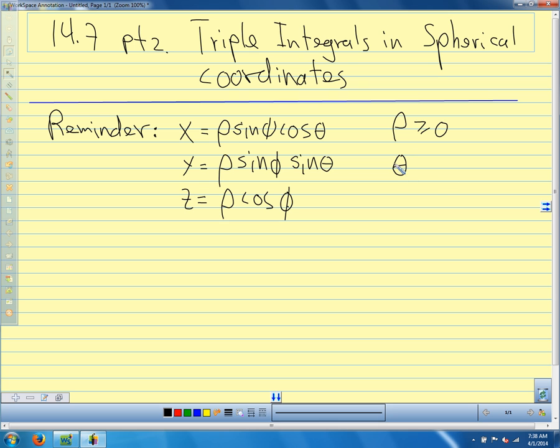Theta is the same angle as in cylindrical or polar coordinates. So in cylindrical and polar, we're using the same angle for theta. And phi is measured from the positive z-axis. Phi goes from 0 less than or equal to phi less than or equal to pi. We're going from straight up to straight down.